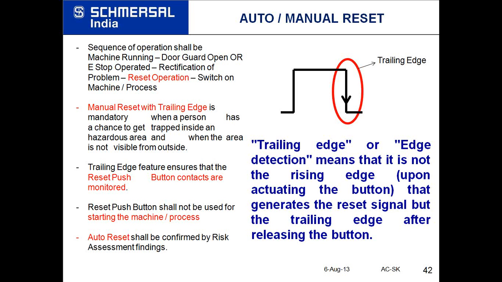And if you go through the standards, manual reset is mandatory when there is a chance that a person can be trapped inside. Suppose we have a hazardous area, or a hazardous machine where a person can go inside for maintenance, and that person is not visible from outside, then it is mandatory that there should be a manual reset. You can go through this further in the standards. They have given beautiful examples also.